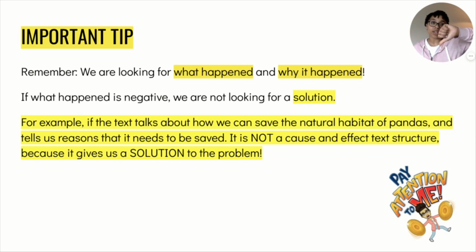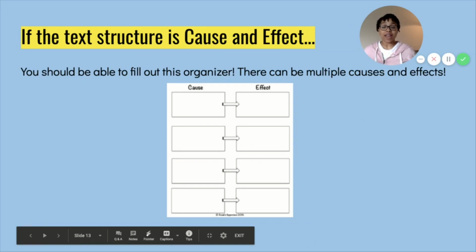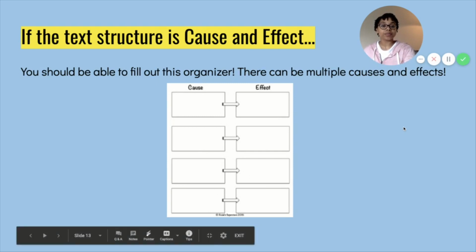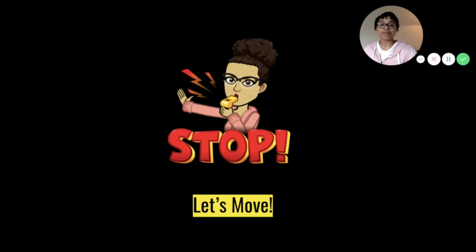All right. Cause and effect, you should be able to fill out this organizer. There can be multiple causes and effects. So I should be able to read my text and fill out this organizer based on what I found in the text. So let's try it out. Pause. We're going to stop right here and we'll take a quick movement break.